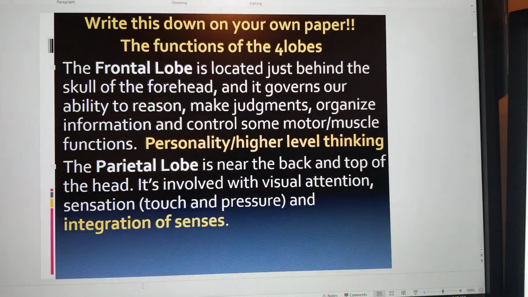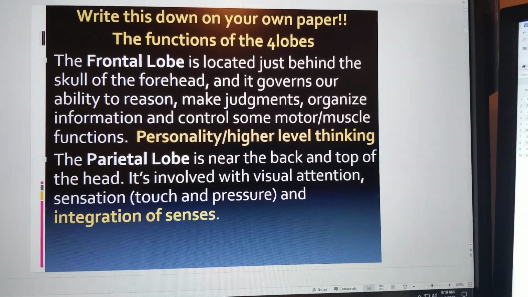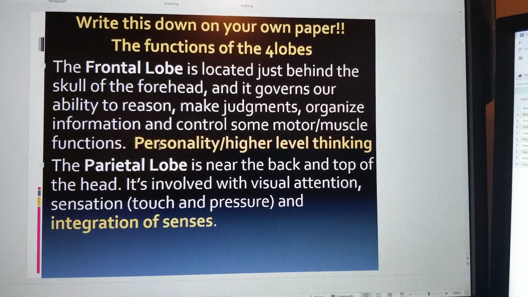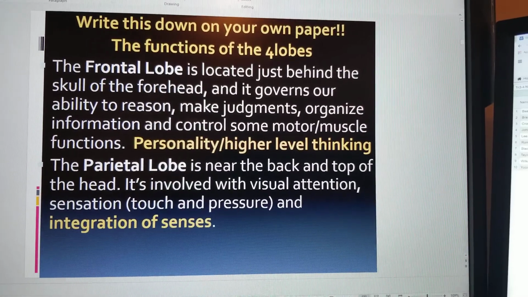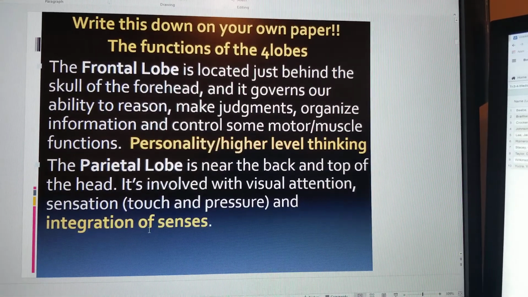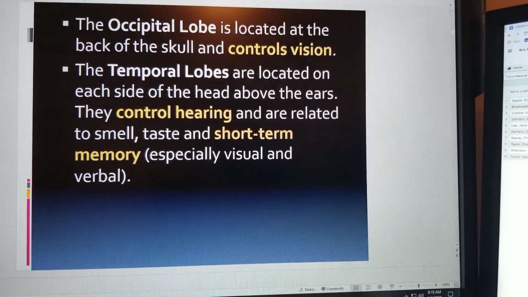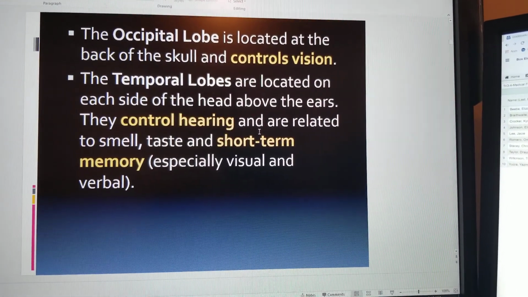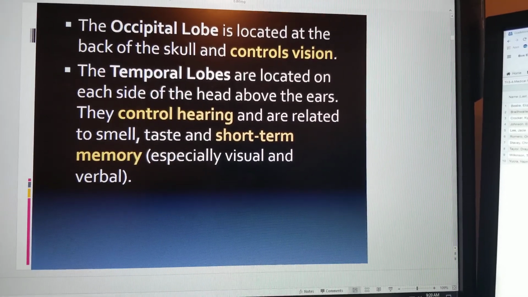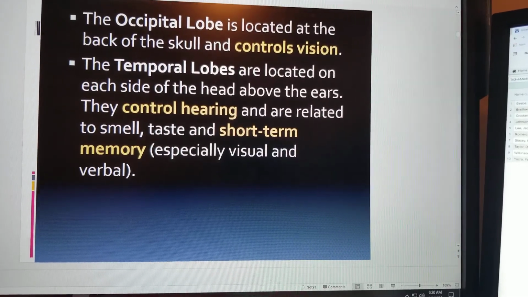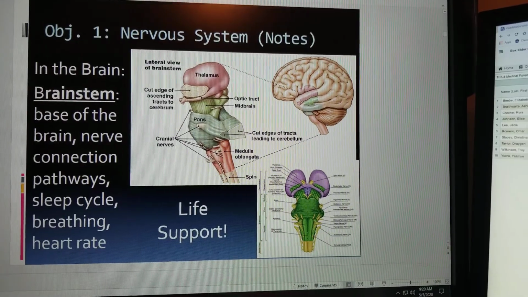I had you write this down on your own piece of paper. And then I had it in bold yellow what was most important part. So your frontal lobe is all about personality, higher level thinking. You get to your parietal lobe, it's your integration of your senses. Okay, touch and pressure is the biggest things. And of course your occipital lobe is about vision. And then your temporal lobe is hearing, auditory, and then your short-term memory. And then like we said before, your brainstem, that highway connection center.